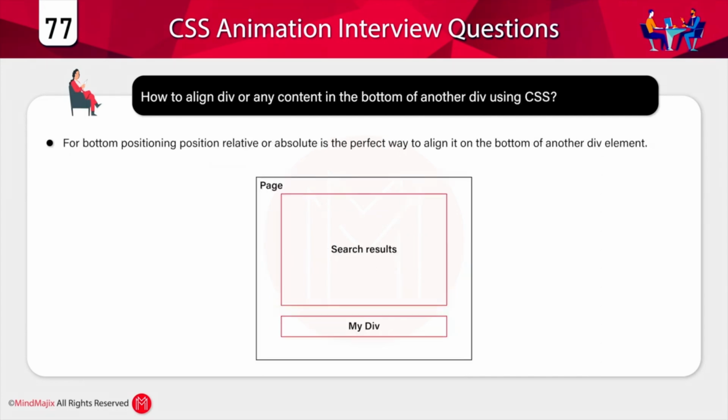How to align a div or any content at the bottom of another div using CSS? See, for bottom positioning, position relative or absolute is the perfect way to align it at the bottom of another div element.